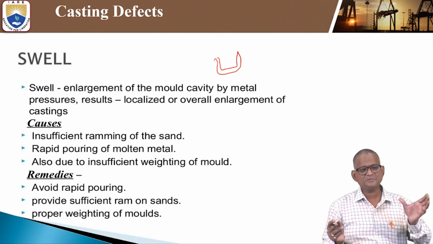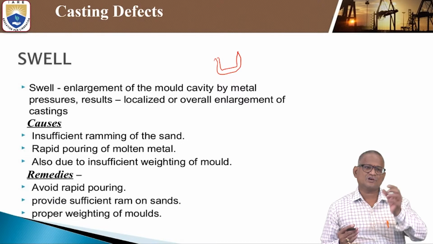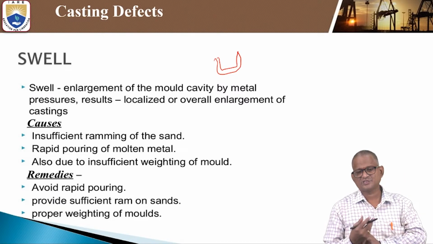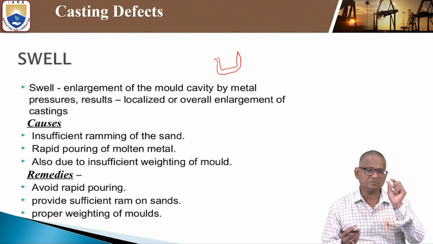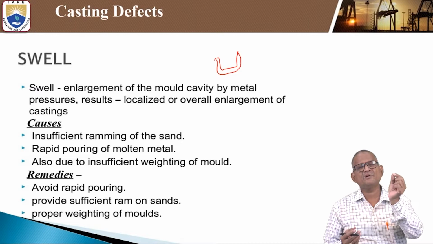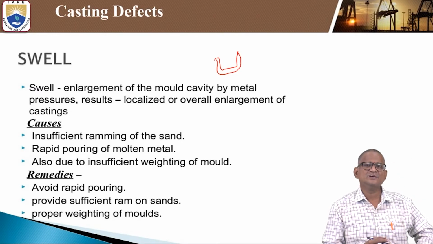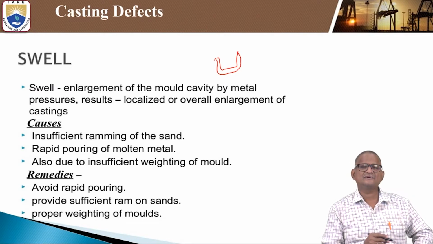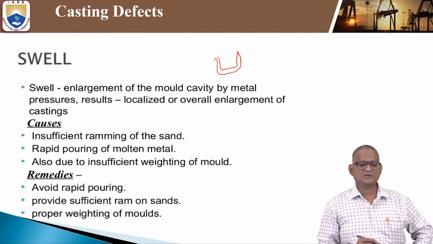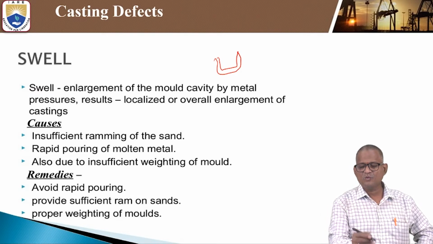Especially for some components in engines, like carburetors and spark plugs, you should be able to maintain the exact size. Even a fraction of a variation means it cannot fit the engine. That is why you need to maintain exact allowances to get a good, sound casting product. So this is why swell occurs.